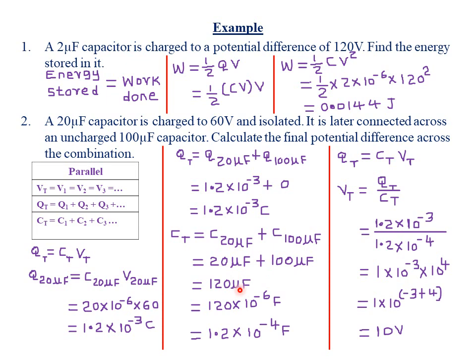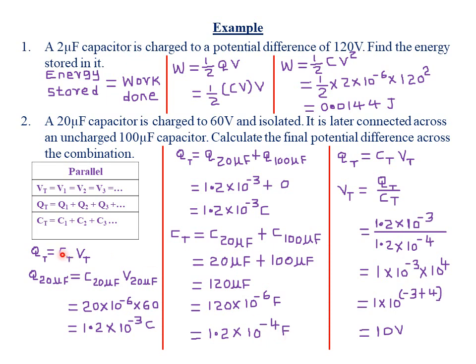Then we know that the SI unit for capacitance is the farad, and that 10 power 6 microfarad is equal to 1 farad. So what about 120 microfarad? To convert into farad, you just multiply by 10 power negative 6. So 120 microfarad is 120 times 10 power negative 6 farad. Then I move the decimal to convert it into standard form, which gives us 1.2 times 10 power negative 4 farad.